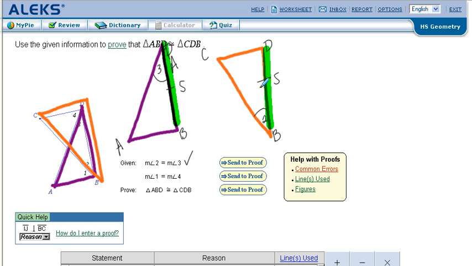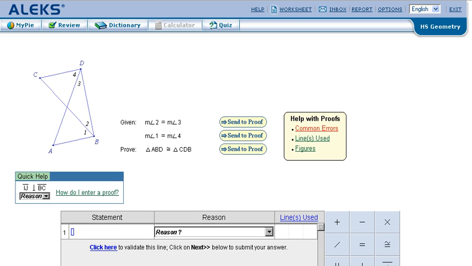And then because angle B is the sum of 1 and 2, and angle D is the sum of 3 and 4, and with this combination we know those angles are congruent, we can say angle B and D are congruent. So there's your second angle. So the triangles are going to be congruent by angle, side, angle. Taking a look, let's do the specifics.